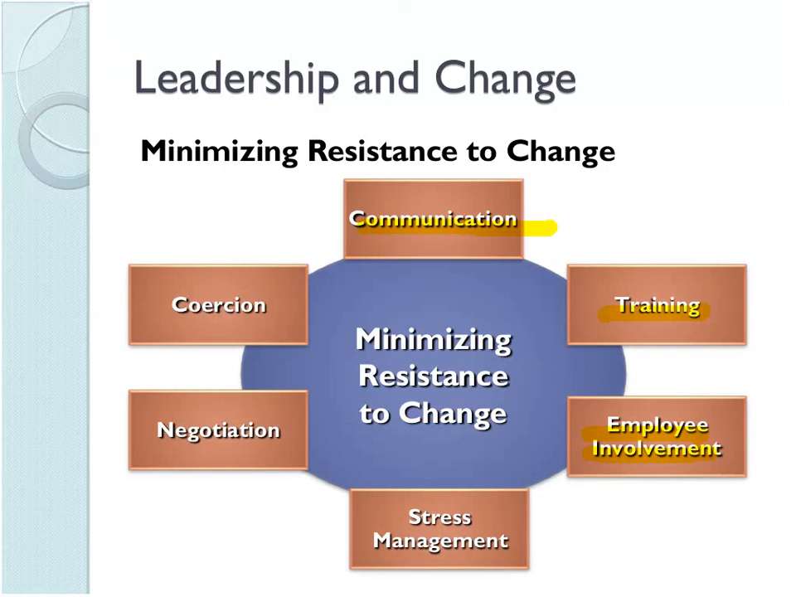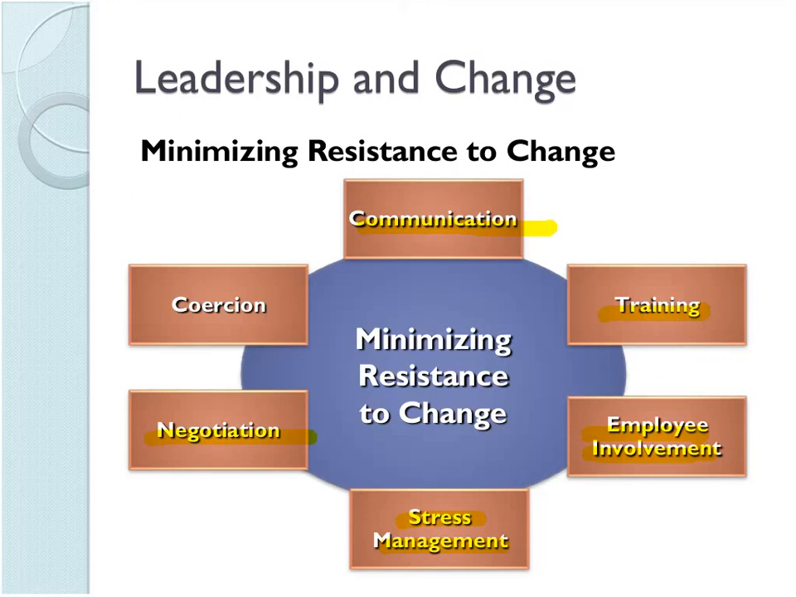Another one, stress management. That means the management must be very friendly to the employees and reduce stress at work. And negotiation is another step to minimize the resistance to change. We can negotiate with the employees, like if you break your daily routines and do different jobs, we can pay you some additional payments, additional bonuses.